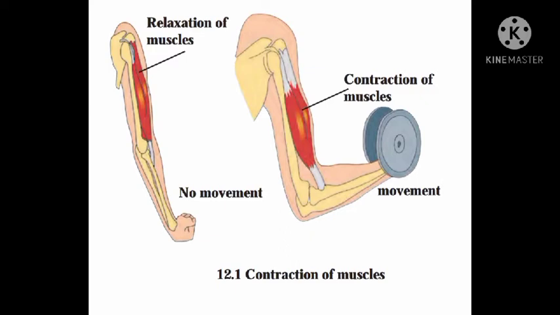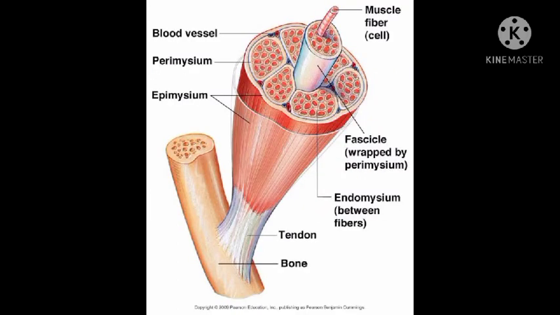So what are muscles? Muscles are bundles of fibers that can contract and relax as required. They contract and relax to perform different work. The muscles are firmly attached to bones by means of tendons. You can see the tendons in the figure.